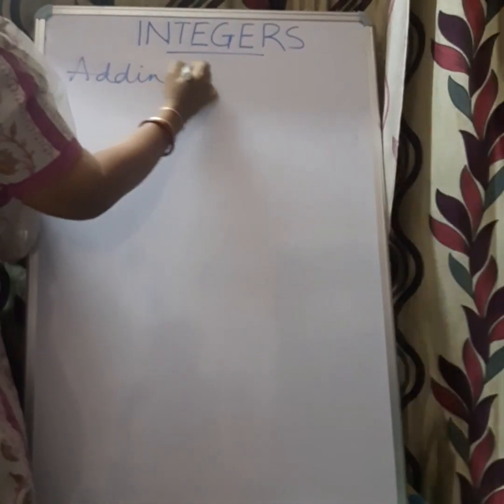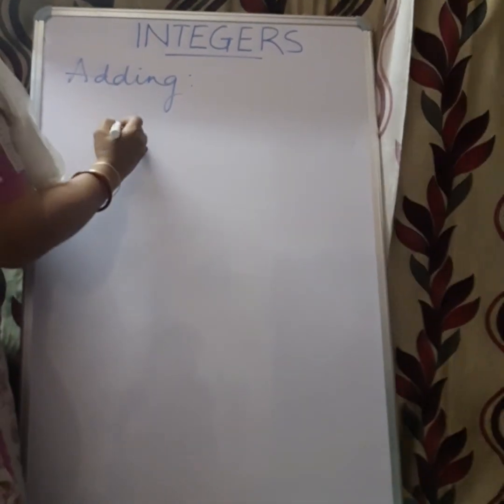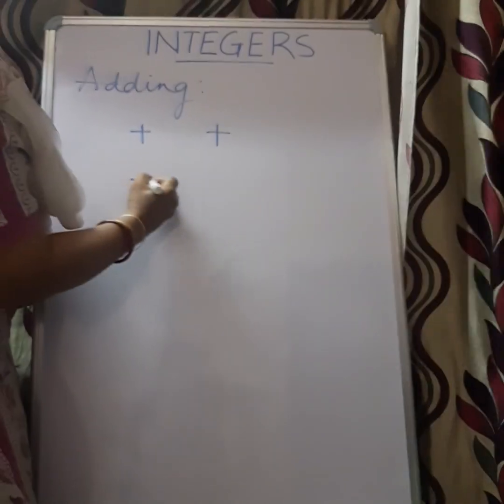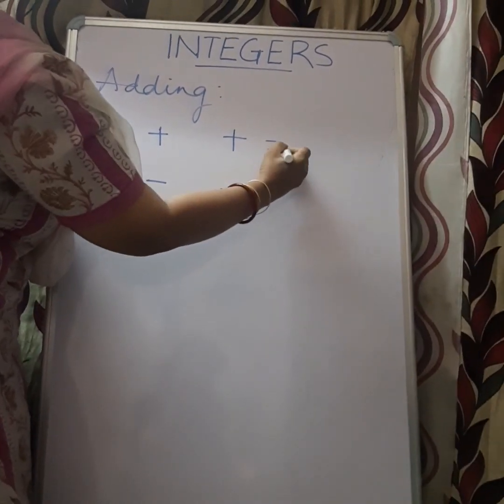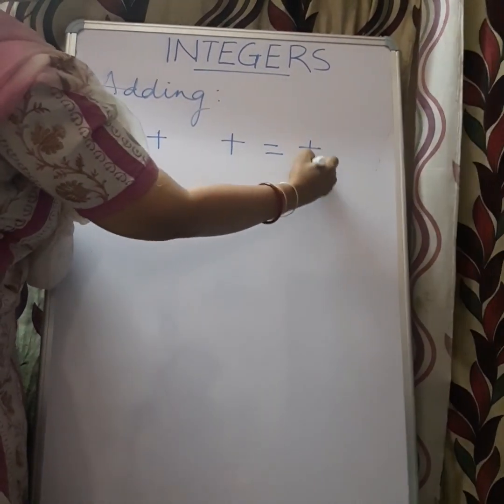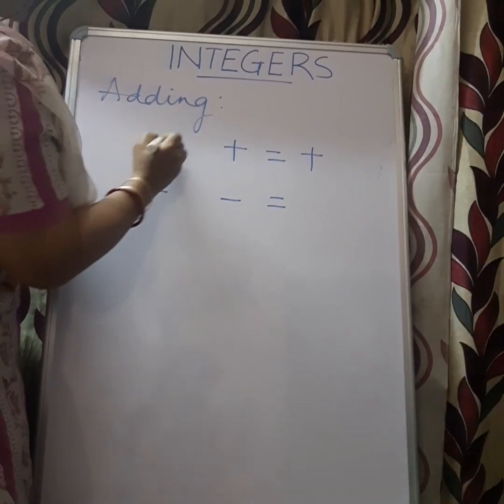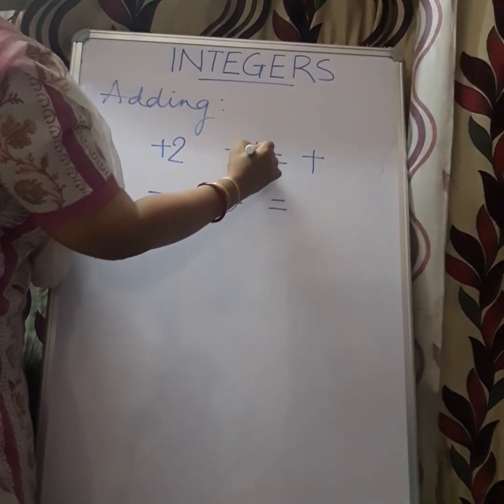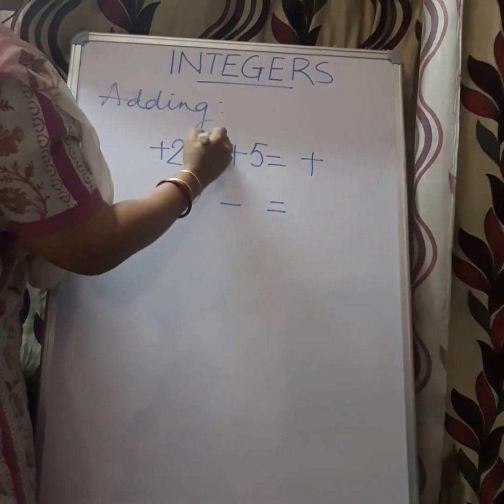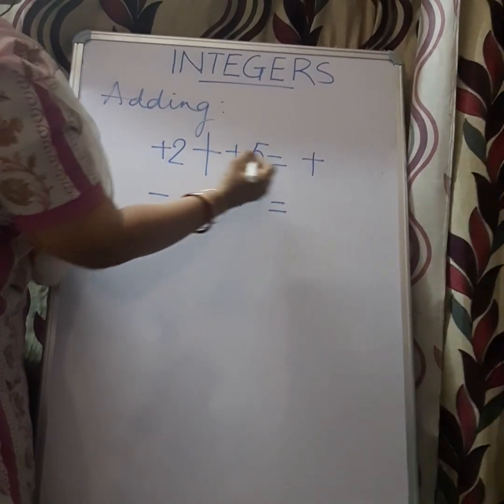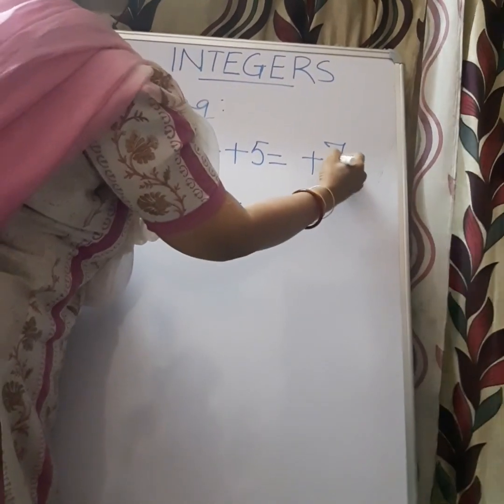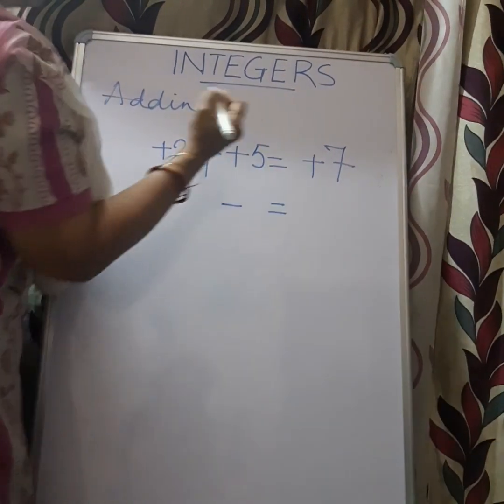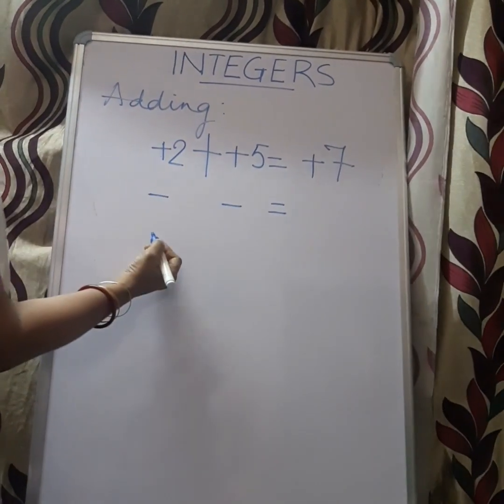For adding, always remember when we have like signs, that is when we have two positive integers or two negative integers, we simply add these numbers and put the common sign. If we are adding positive 2 to positive 5, we will add these two numbers, that will be 7, and put the sign which is common to both.